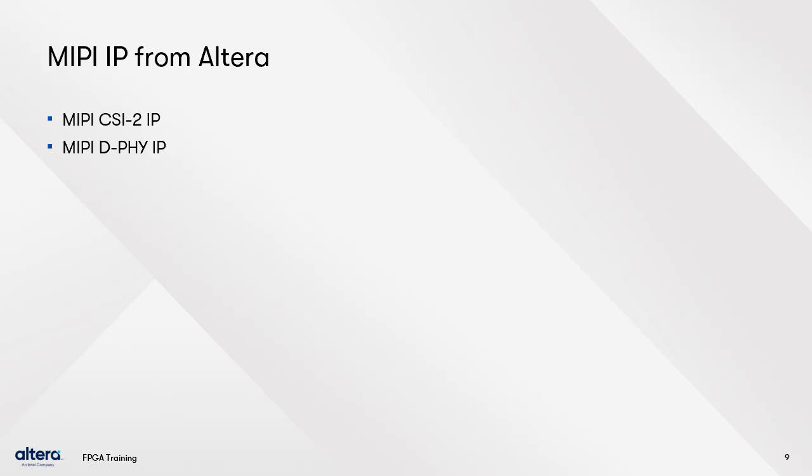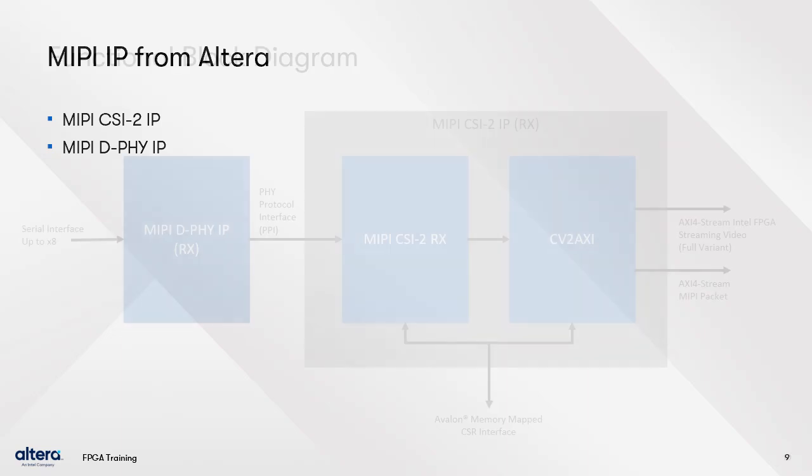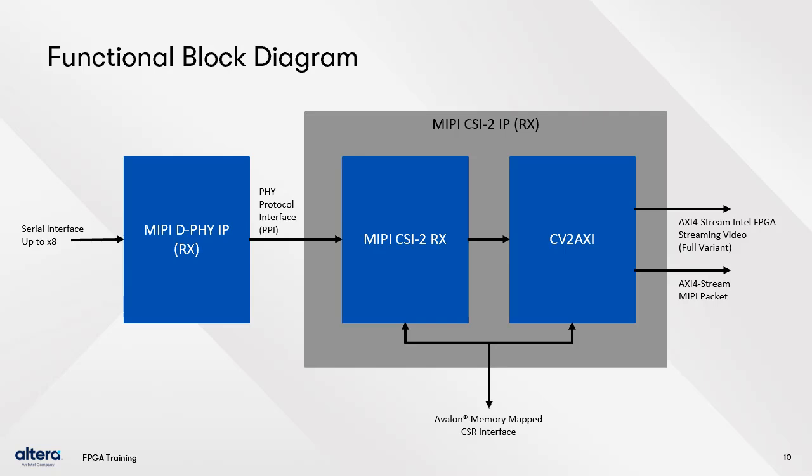Altera currently offers the MIPI CSI2 IP and the MIPI D-PHY IP. This block diagram shows the receive functional block diagram for a CSI2 camera to host interface. As you can see, it uses both MIPI IP. The first block on the left is the D-PHY receive. Its input is a serial interface supporting up to 8 lanes. Out of the PHY and into the CSI2 receive IP is the PHY Protocol Interface, or PPI.